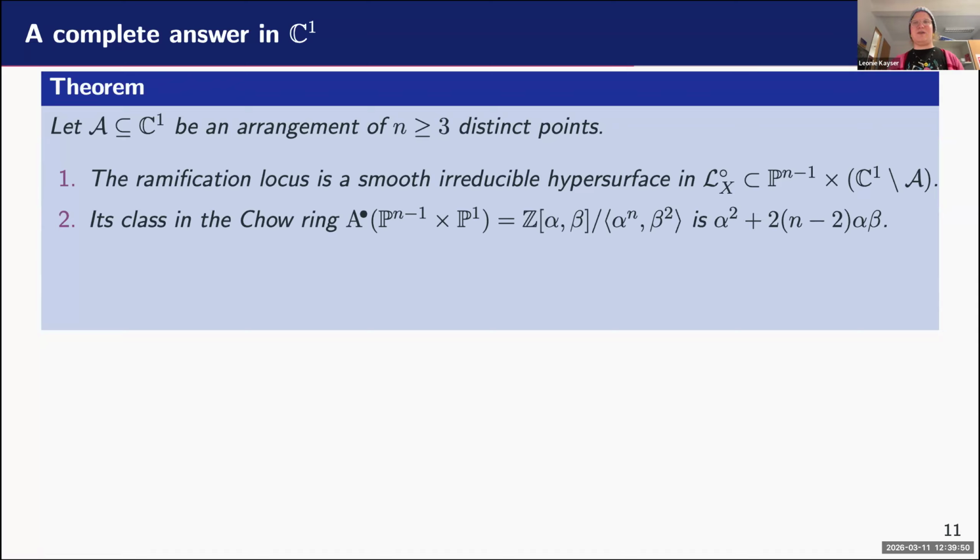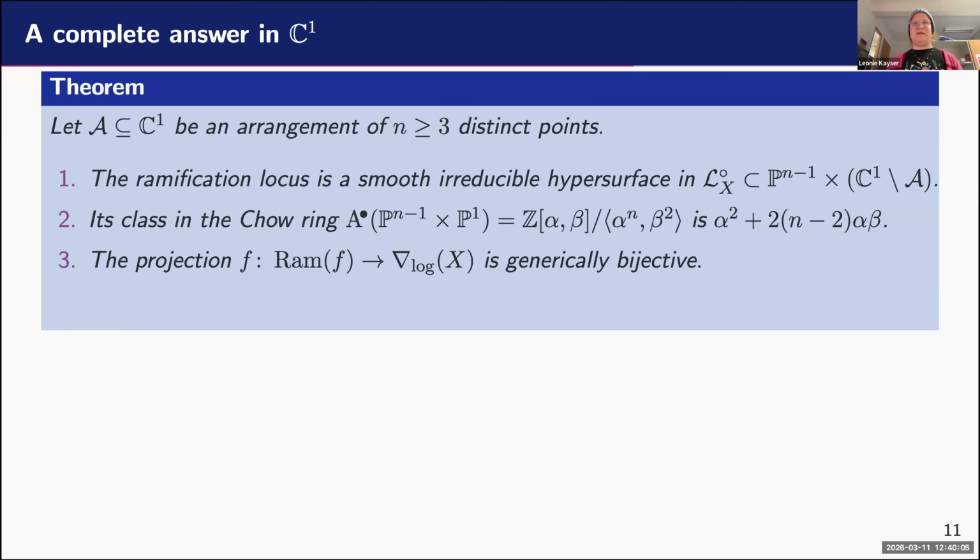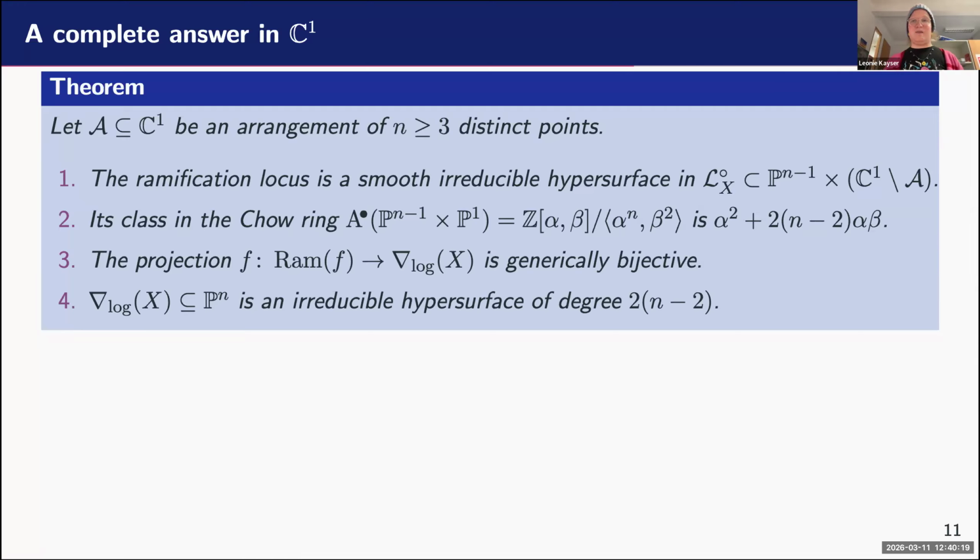And if you take the closure of this likelihood correspondence, you can obtain its class in the Chow ring, which is just the cohomology ring of the product of projective space with the line. And then, because we want to take the ramification locus, the discriminant is the projection of the ramification locus. So we also need the condition that this is generically bijective, and indeed it is. And once you have this, you can just collect this coefficient from the class in the Chow ring and obtain that the logarithmic discriminant is an irreducible hypersurface of degree 2 times n minus 2.